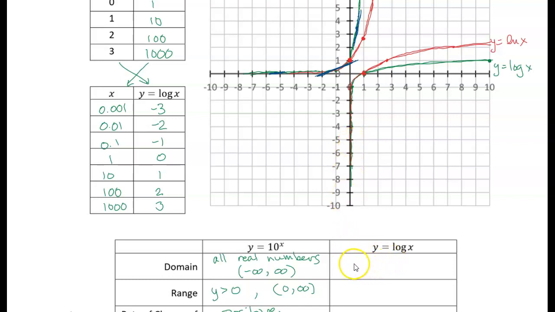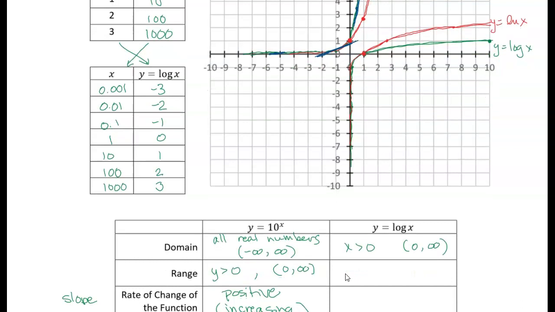Also a negative number. If I try to take the log of a negative number, what power of 10 gives me a negative number? No, it doesn't work, right? So x has to be greater than 0, or our domain is 0 to infinity. I can put in as big a value as I want because I can find a power of 10 that would give me any positive number, but anything negative or 0, no, it's not going to work.